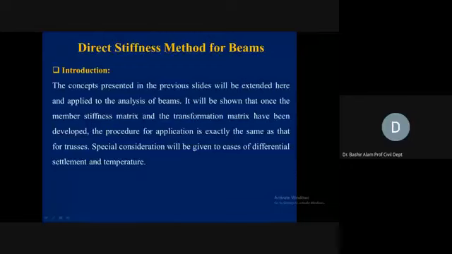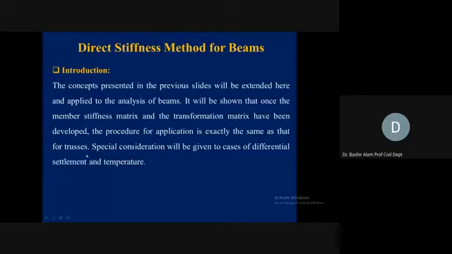Now, introduction. The concepts presented in the previous slides will be extended here and applied to the analysis of beams. It will be shown that once the member stiffness matrix and the transformation matrix have been developed, the procedure for application is exactly the same as that for trusses. So it means the basics are the same, only the member actions we need to change now.